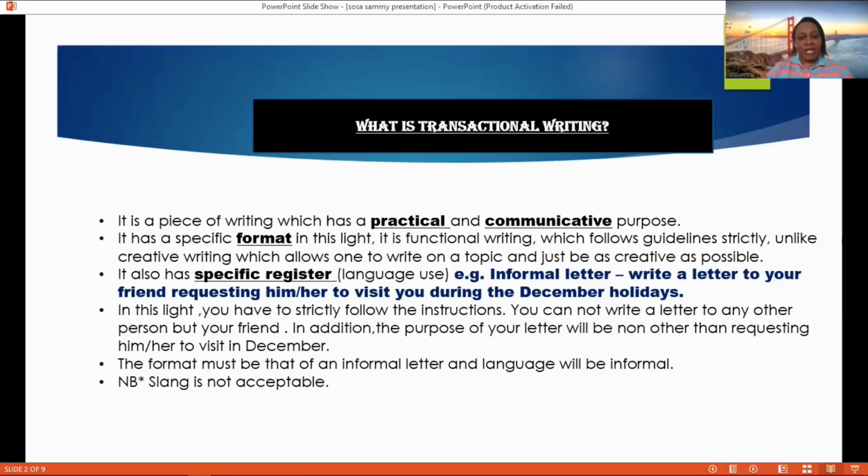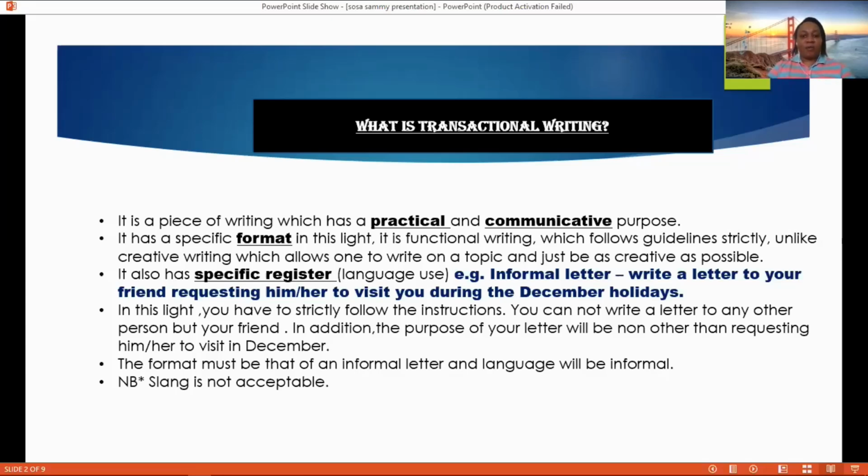Right, I want you to look at this question carefully. In the light of what we have been given as our instruction to write a letter to a friend, we strictly have to follow the instructions. Our audience is a friend, which means we are writing a letter to a friend. We cannot write to any other person. We cannot write to a brother because the instruction has said write to a friend.